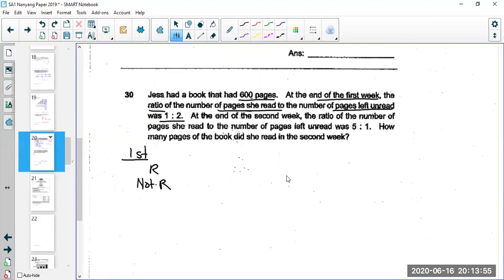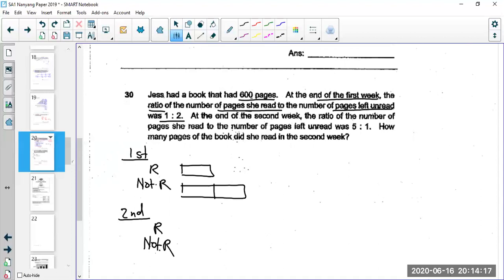Okay, so how many boxes do you draw? You have one box, 1:2. So that's your ratio. Now at the end of the second week, how many pages were read and how many pages were not read?